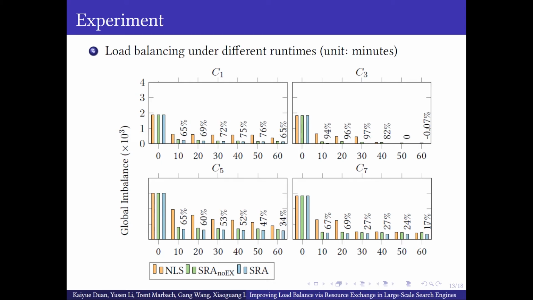Furthermore, when the time limit is small, for example, less than 30 minutes, SRA outperforms NLS significantly, indicating that SRA decreases the global imbalance efficiently. As the time limit grows over 30 minutes, the benefit of SRA over NLS becomes less significant because all the algorithms converge to a good solution and the global imbalance is close to the optima.